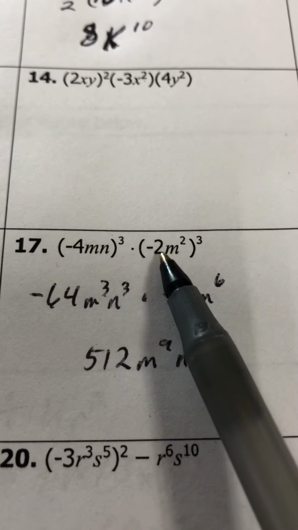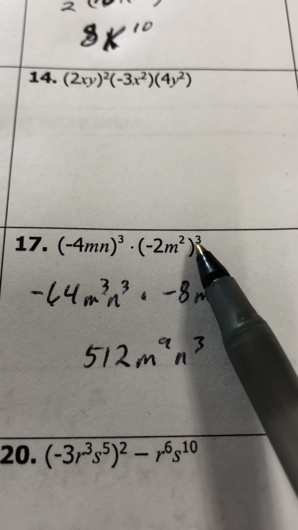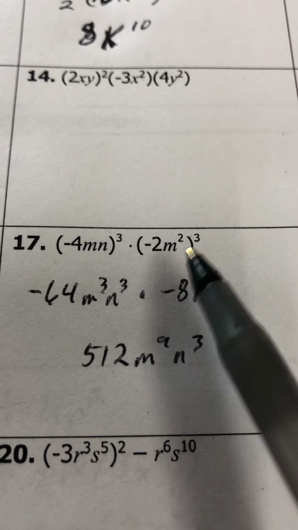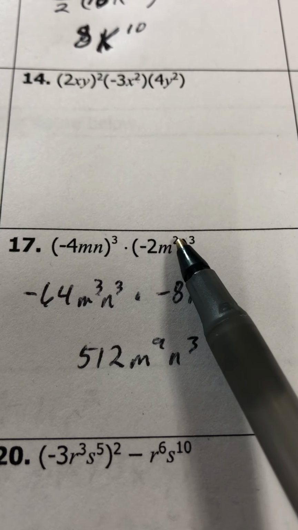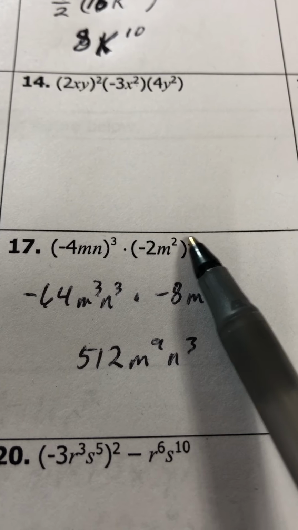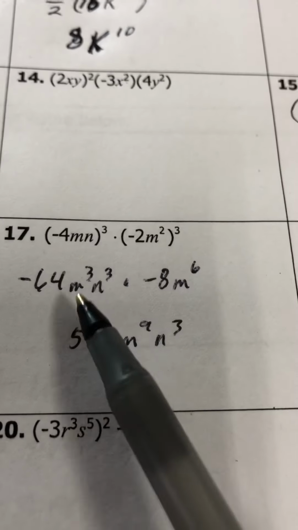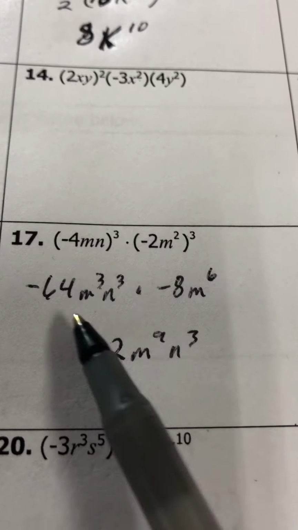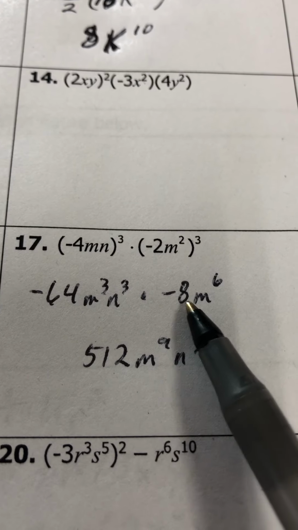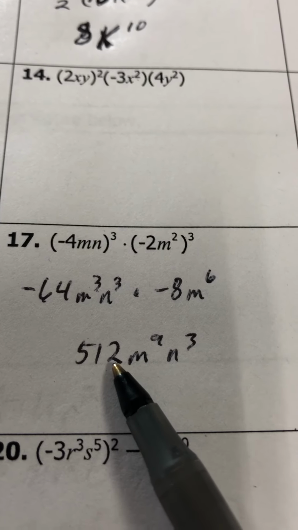And then this part of the problem here, let's do this part. Negative 2 to the third power is negative 8. m to the second power, and then you have it to the third power. You multiply those powers to get 6. Now I'm multiplying, so I'm going to multiply negative 64 and negative 8, and that gives me 512.